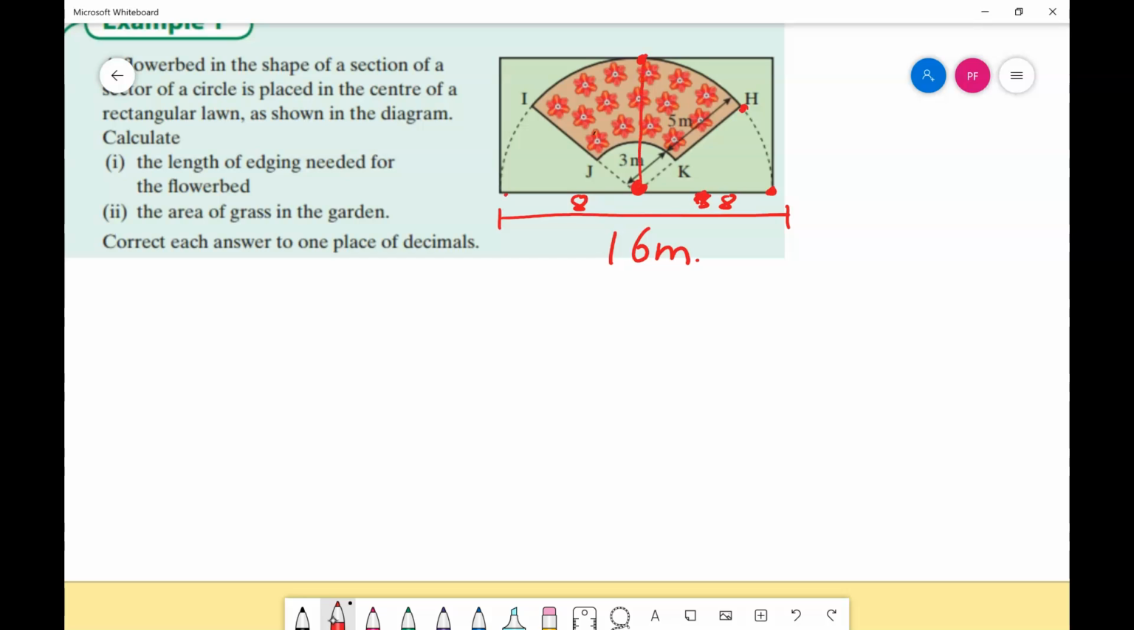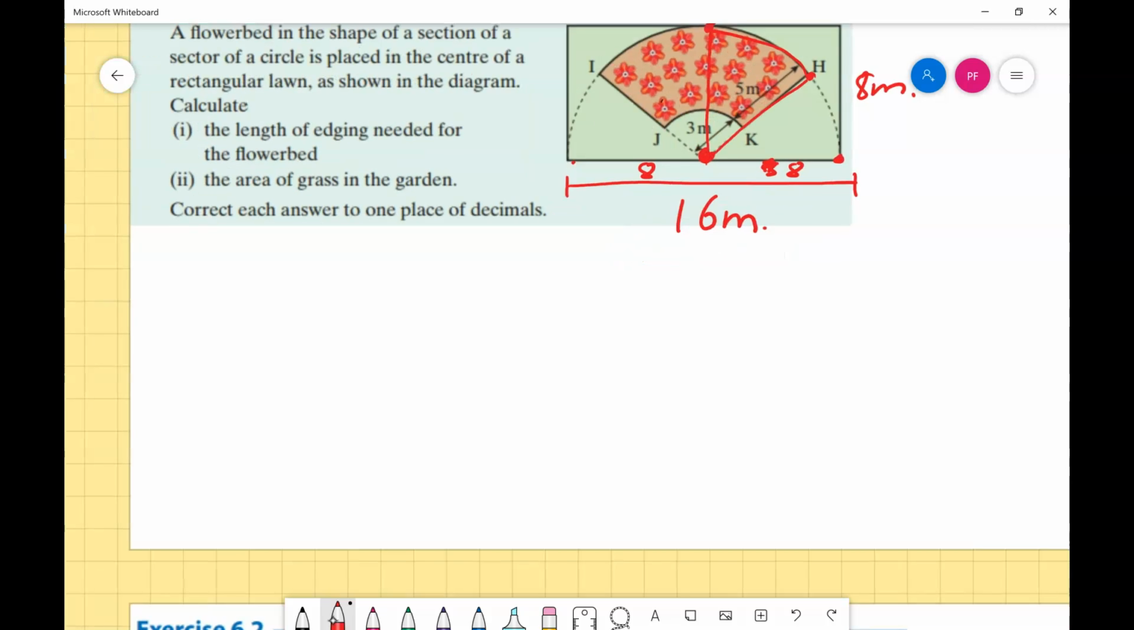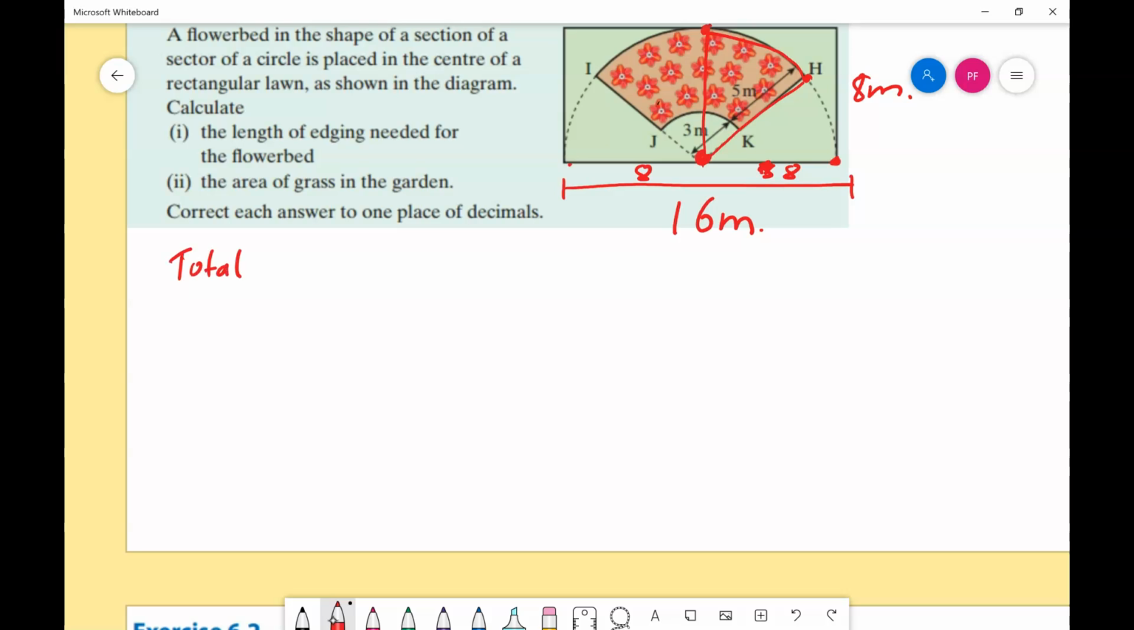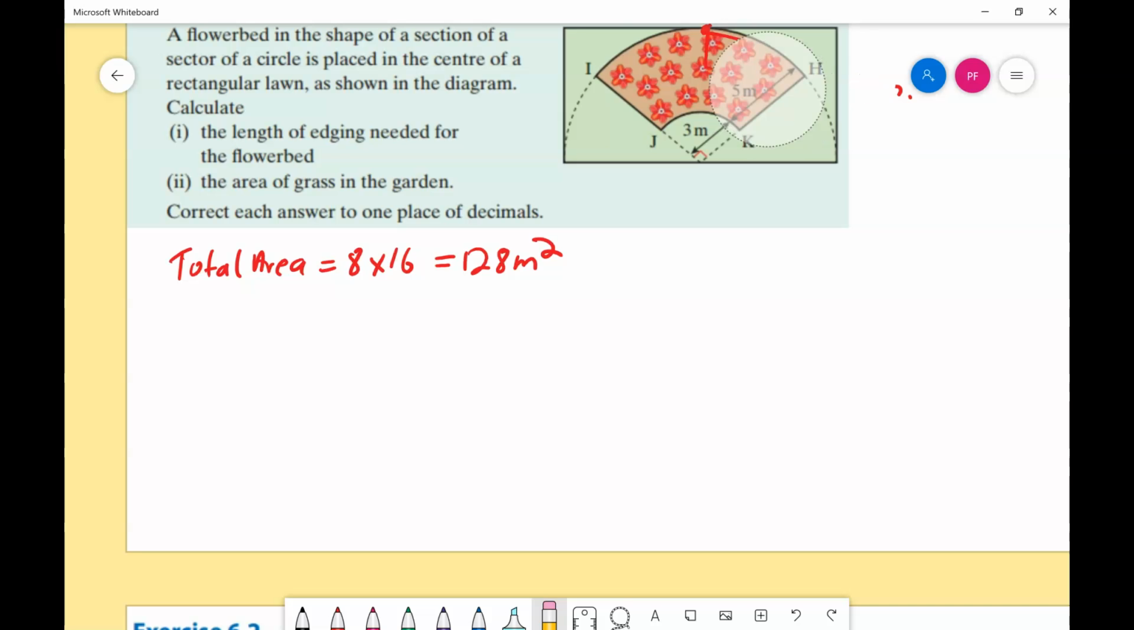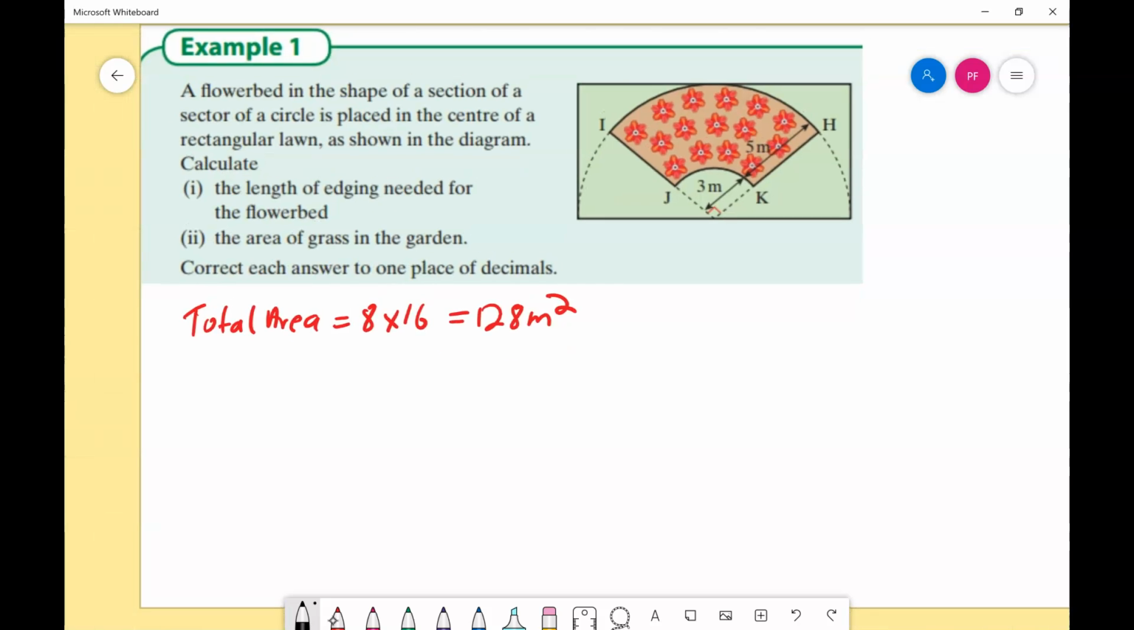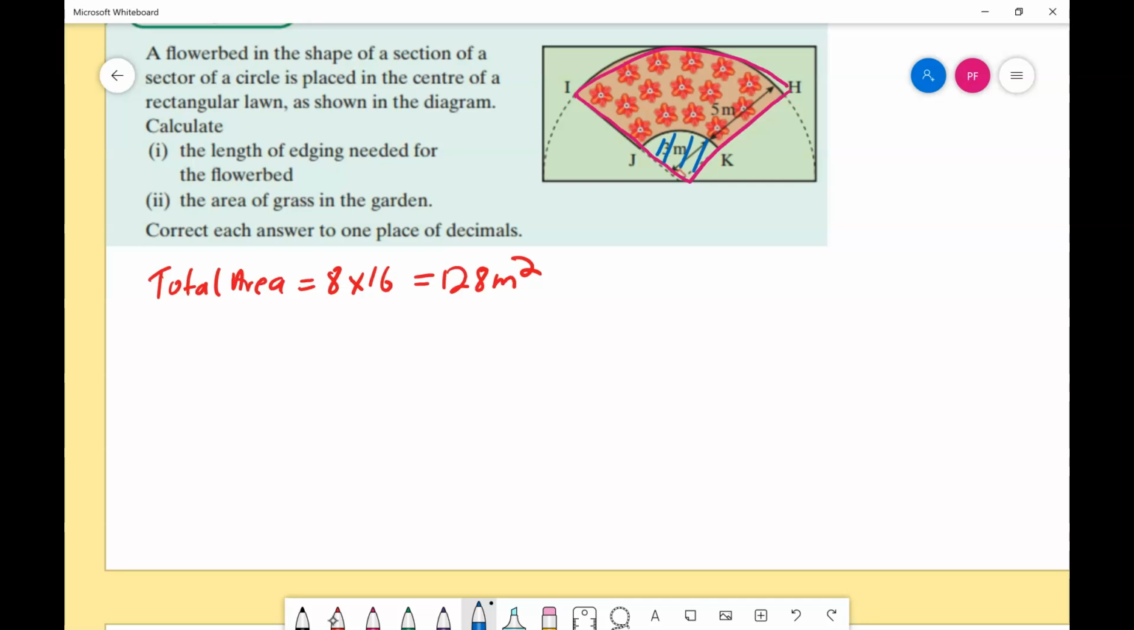Now, here to here, that is the same. That is going to be our full radius again. So that's 8 meters. So our total area of the rectangle is 8 by 16. 8 by 16 gives me 128 meters squared. Now, what am I going to take away from that? Well, I want to find the area of the flower garden. So to find the area of the flower garden, I'm going to find the area of this entire sector and then subtract the area of the smaller sector here.